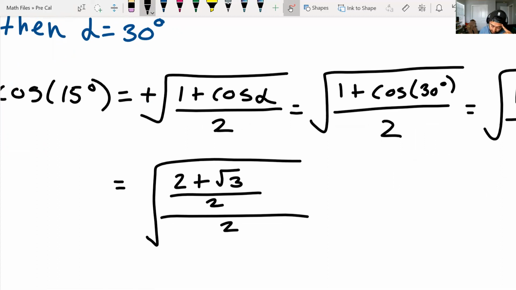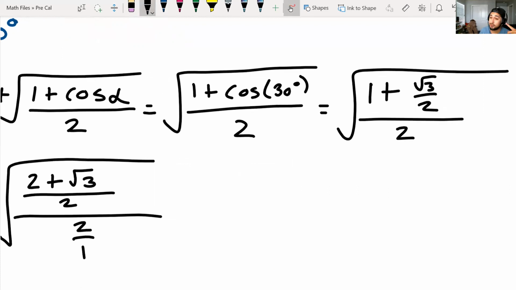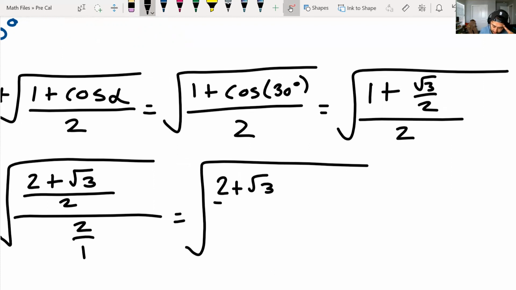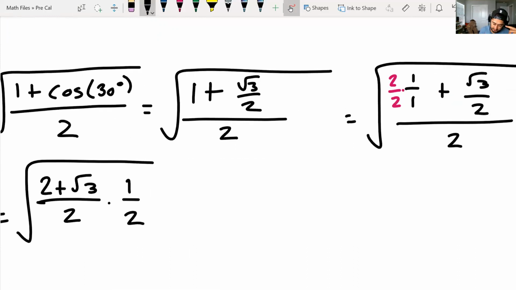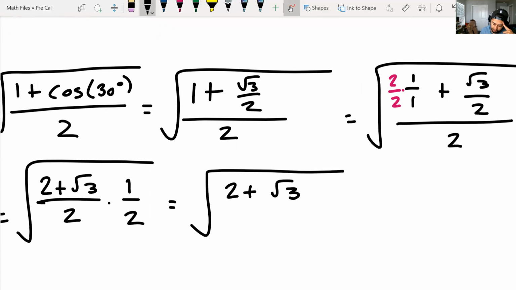Now, we put this 2 in the denominator. You put this 2 over 1, and you multiply by the reciprocal. So I'm just going to show all the steps here on this one, so maybe I don't have to show the steps on the other ones. So when you multiply by the reciprocal, we get 2 plus square root 3 over 2 times 1/2. And then this becomes the square root of 2 plus square root 3 over 4. Okay, almost there.